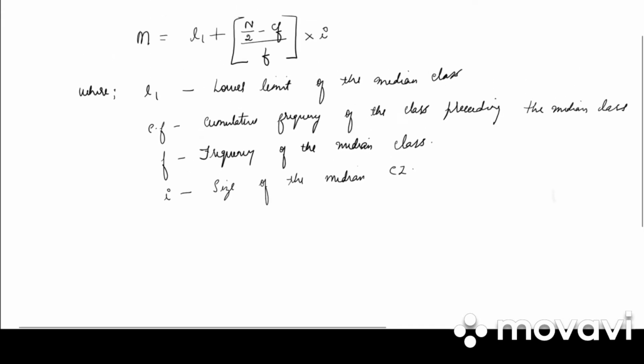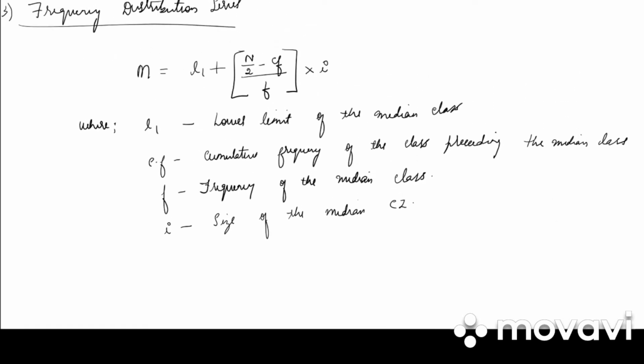So how can we find the median class? First step, whenever they have given us a problem, we need to find n by 2. Say n is 50. 50 divided by 2 will get the 25th item. Then in the cumulative frequency, we need to check it. That becomes the median class. So when I work out the problem, you would understand it in a much better way.